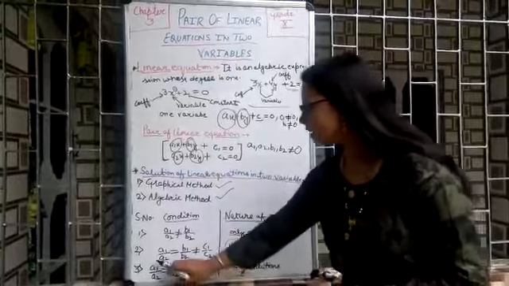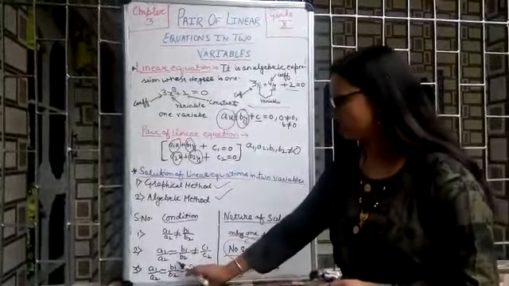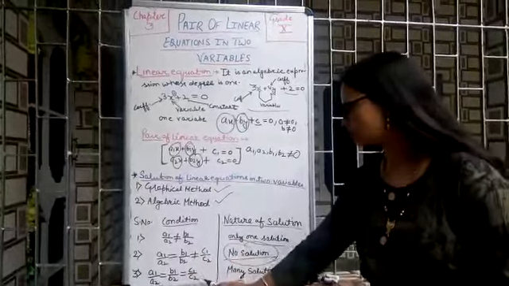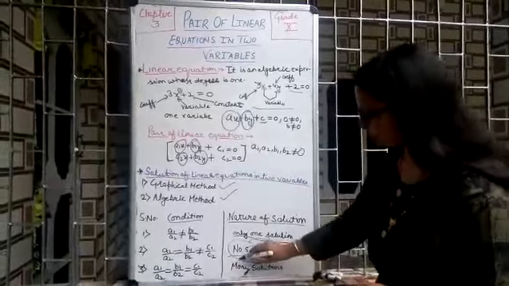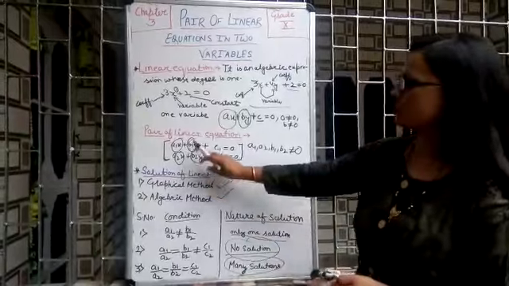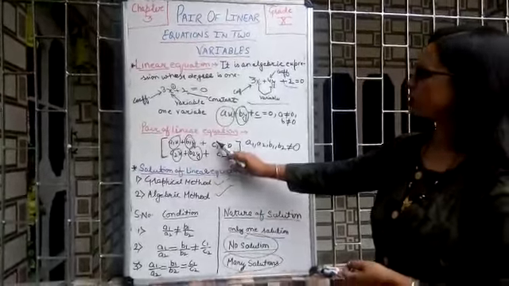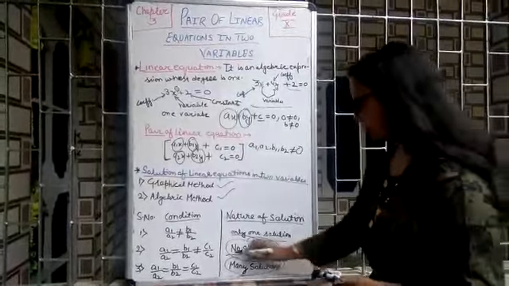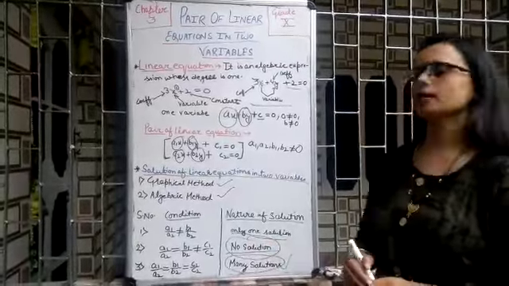In the third condition, if a1 upon a2 is equal to b1 upon b2 is equal to c1 upon c2, then there will be many solutions of the equation. Means a1 upon a2 is equal to b1 upon b2 equal to c1 upon c2, then there will be many solutions of this type of equation.